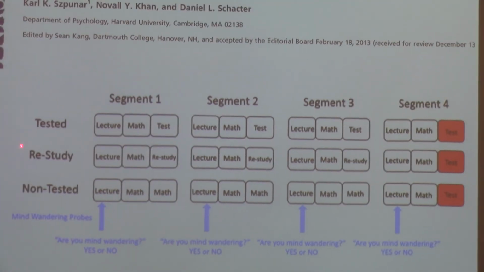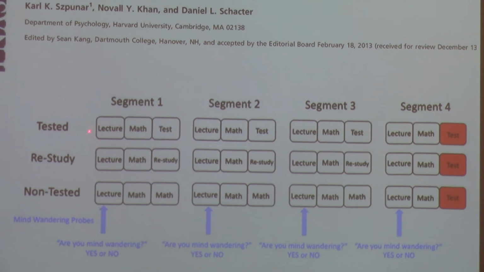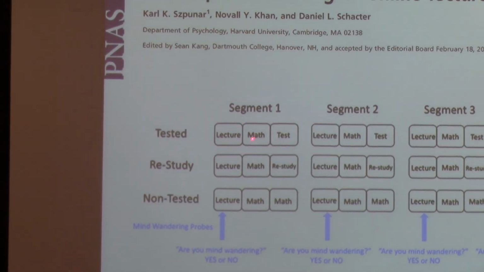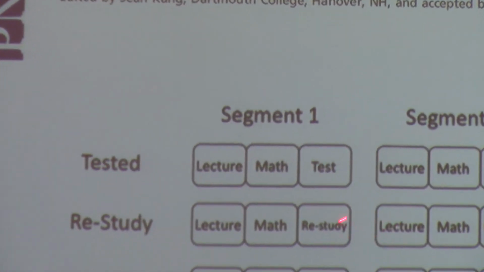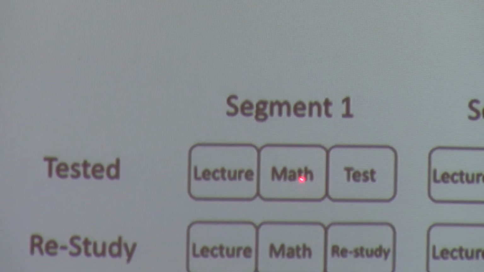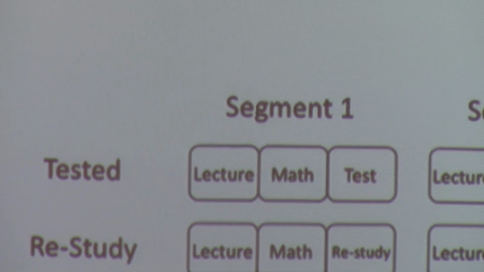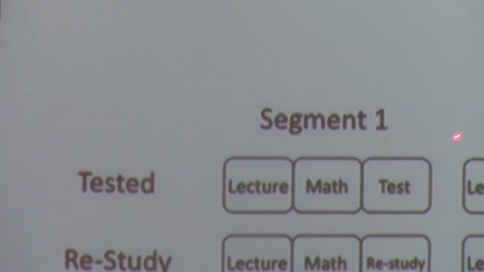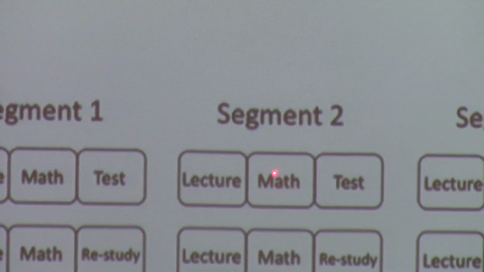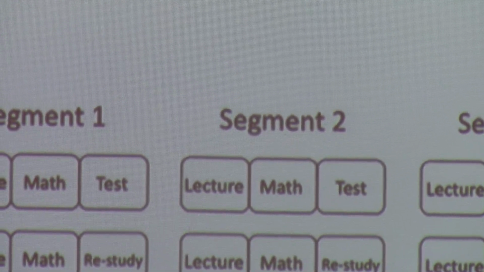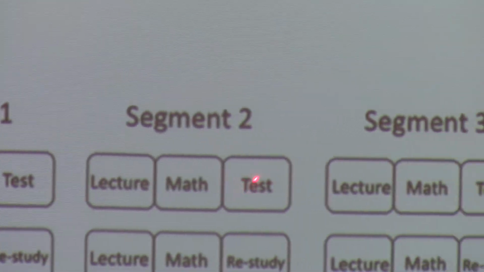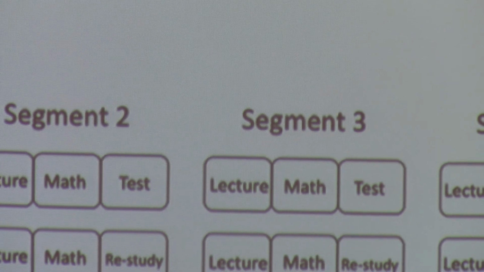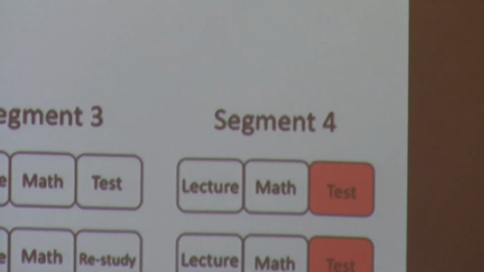So let me describe to you the different conditions. In the tested group, they watch the first segment of the video on statistics. They do a bit of math to help them forget about what they just watched. Just a brief bout of arithmetic problems, and then they were given a test on that video segment that they had just watched. Then they move on to watch the next segment, do a little bit of math, and then get tested on video segment 2, the most recent segment. And they watch the third segment, do a little bit of math, and then test on that third segment, and so on, and then the fourth segment.